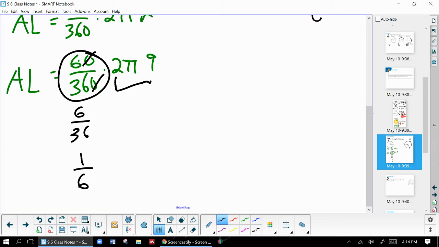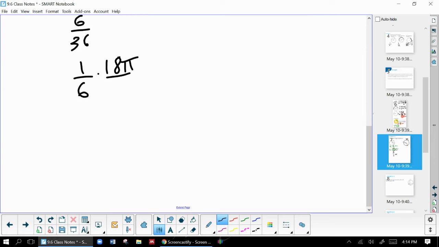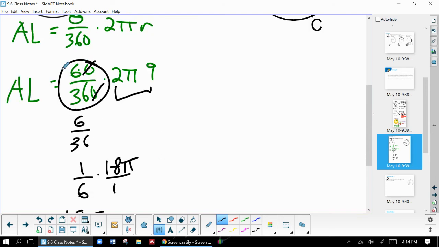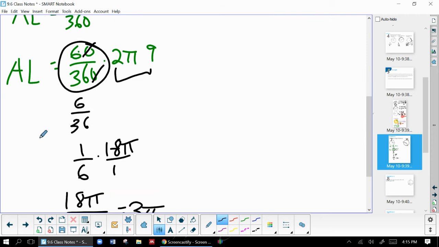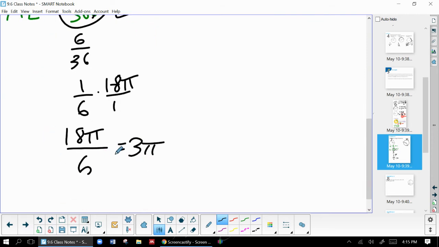The other thing I can do is combine the 9 and the 2. So that would be times 18 pi. If I multiply those straight across, 1 times 18 pi is 18 pi divided by 6. Well, 18 divided by 6 is 3. So we've got 3 pi. I would highly suggest you simplify as you go, because if you start multiplying straight across here and then try to simplify, it's going to be a lot more work than if you simplify as you go.